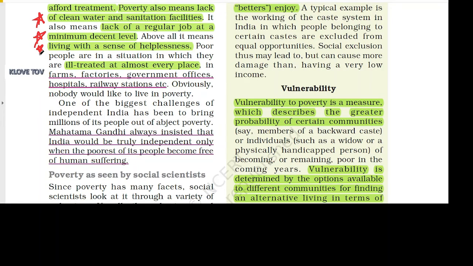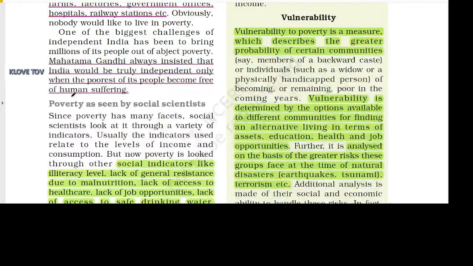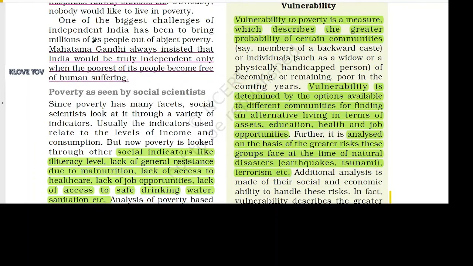Poor people are in a situation in which they are ill treated at almost every place, in farms, factories, government offices, hospitals, railway stations, etc. Obviously, nobody would like to live in poverty. One of the biggest challenges of independent India has been to bring millions of its people out of abject poverty. Mahatma Gandhi always insisted that India would be truly independent only when the poorest of its people become free of human suffering.